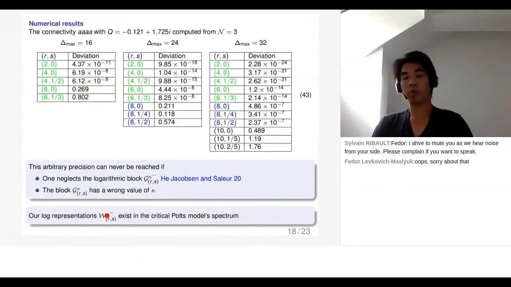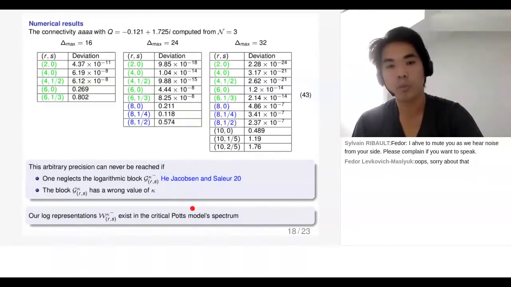So let us see what happens when we compare this numerical result here to some well-known formula.